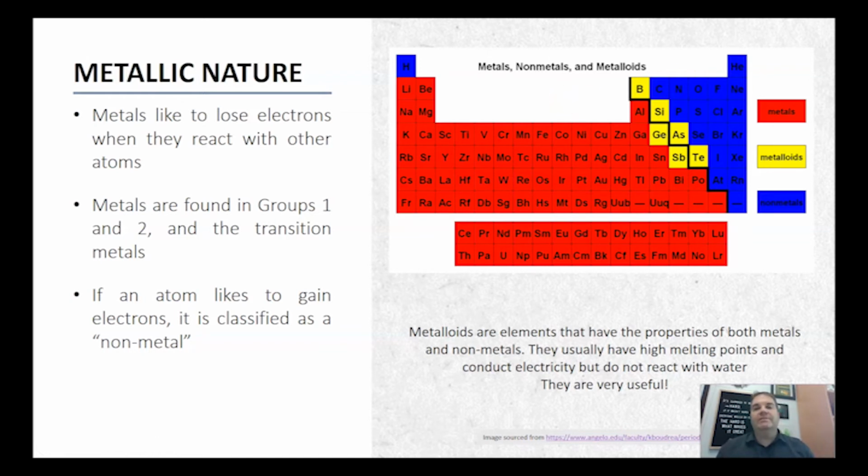The trend for the periodic table is that metallic nature decreases across a period. So as you go from left to right, we decrease in metallic nature. And as you go down the periodic table, metallic nature increases. Francium over here is the one that really wants to give off electrons the most, so francium is the most metallic metal. So metallic nature increases down a group and decreases across a period.